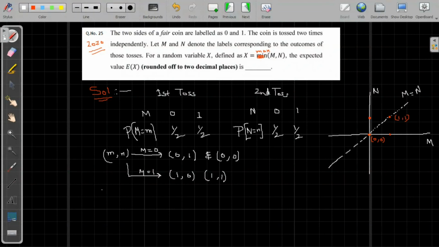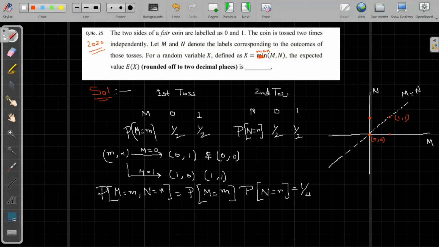So the joint probability that m is equal to m and n is equal to n will be equal to the product of marginal probabilities, because here m and n are independent random variables. So here for all values of m it is 1 by 2. Here for all values of n it is 1 by 2. So 1 by 2 into 1 by 2 will be 1 by 4. So joint probability will be 1 by 4 for all these 4 points.